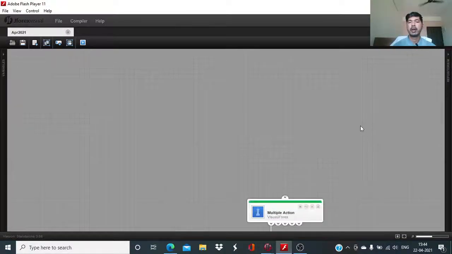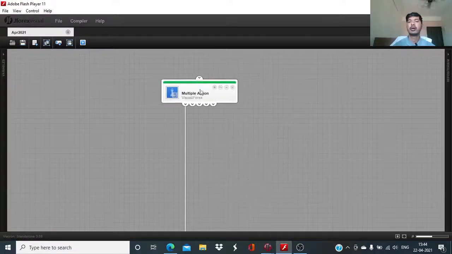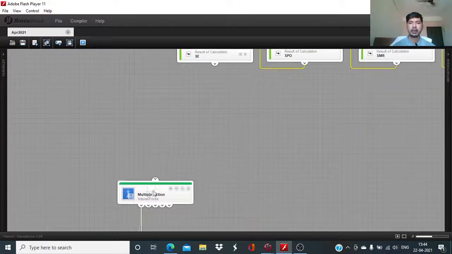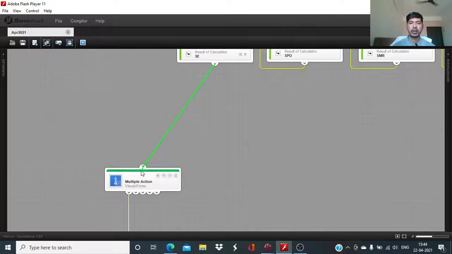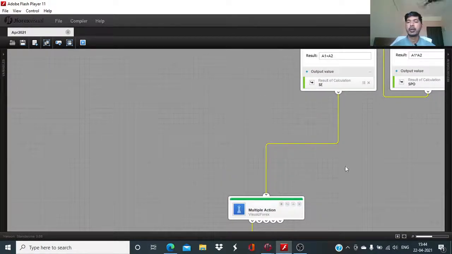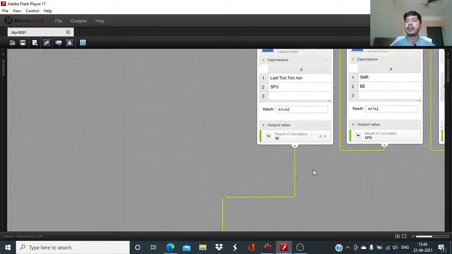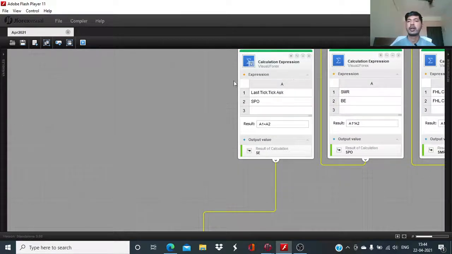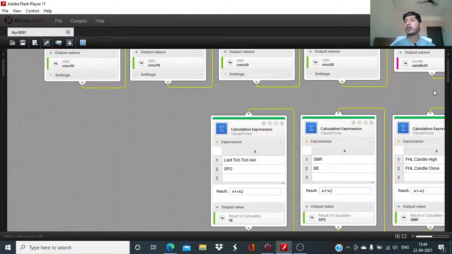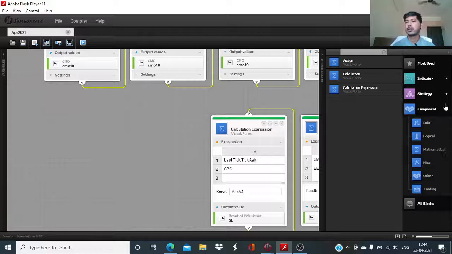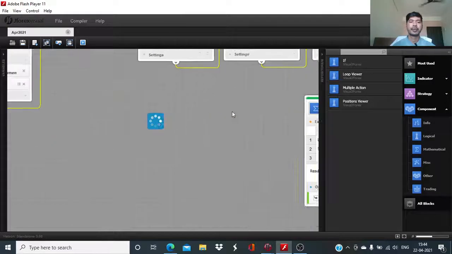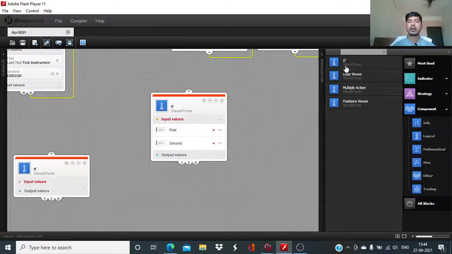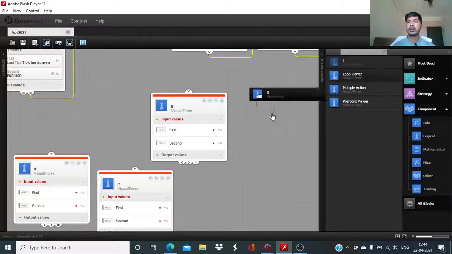So again I will join it back, but in the latter part of this session we will have to add a couple of calculation expression blocks for defining the order validity. For the time being we get started with defining the if conditions, and we will carry out the calculations later on. If blocks, I will take 6-7 of these in one go.